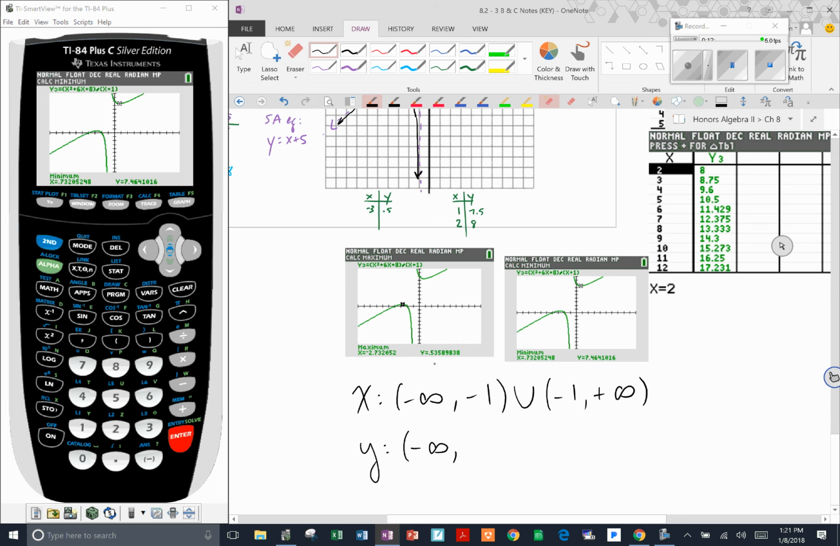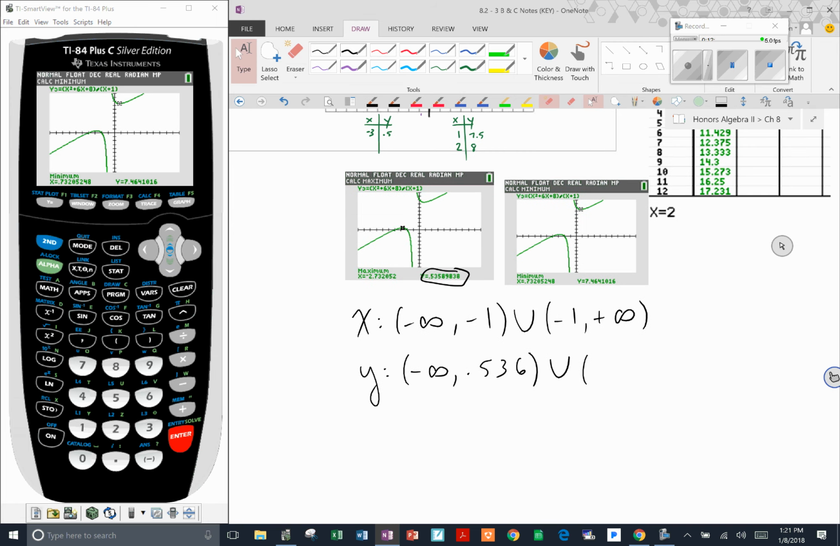So the y value is what we're interested in, not the x value, because we're talking y values here. 0.536. I'm going to go to the thousandth. Union. Okay, and actually, this is kind of open for debate. I'm going to put a bracket here even though I've rounded, because I'm trying to show that this is an actual point on the graph. I'm just rounding it here.